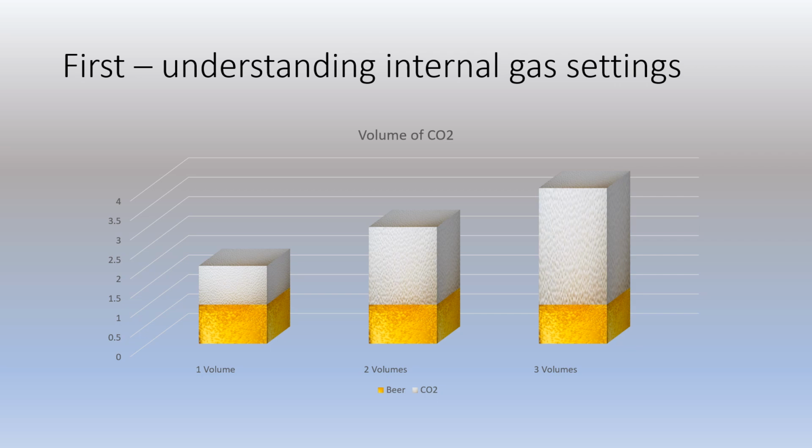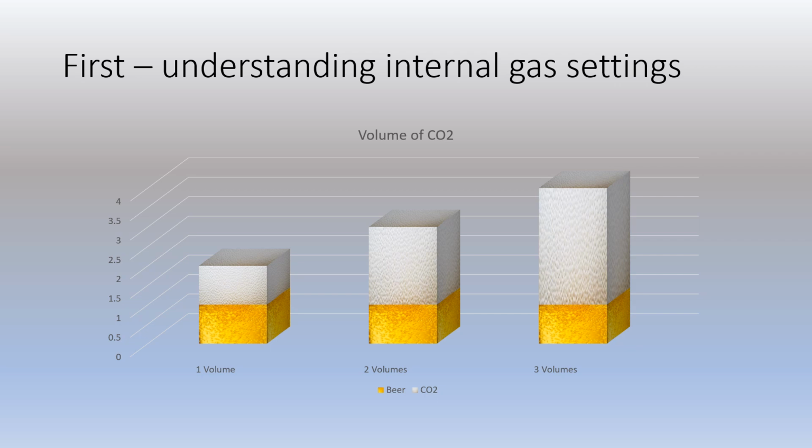So a lot of times in the industry, we refer to something as a volume of CO2, and we have to understand internal gas settings before we can do anything. A volume of CO2 is a ratio of gas to beer. It is the amount of carbon dioxide infused into the body of beer. The reason this is important is that it allows you to design a system where you are using the right gas and the correct pressure.